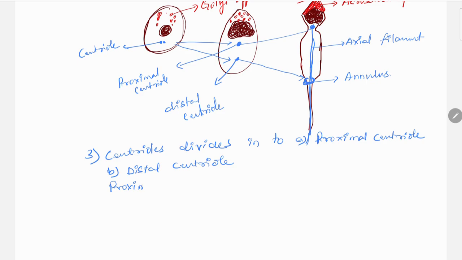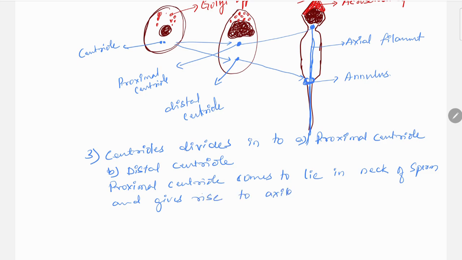Proximal centriole comes to lie in neck of sperm or spermatozoa and gives rise to what structure? Gives rise to axial filament. Okay, axial filament. Next, so next B, what? Distal centriole.